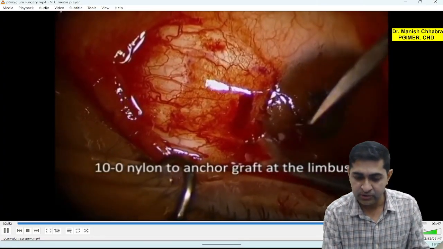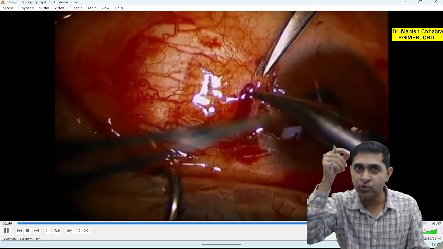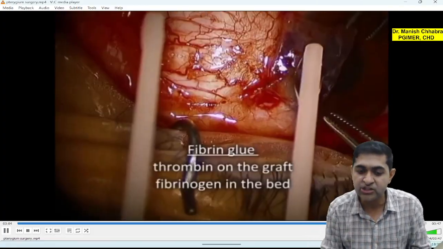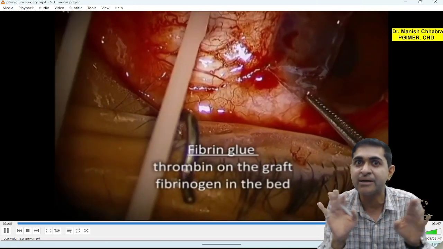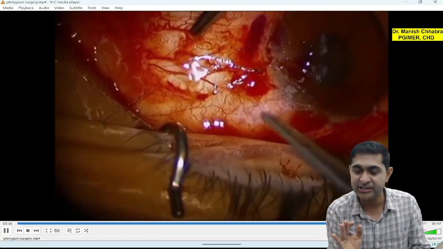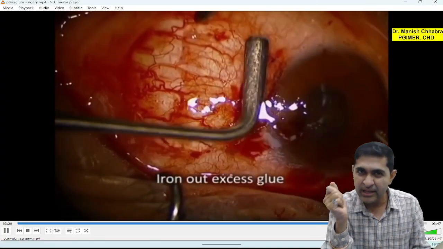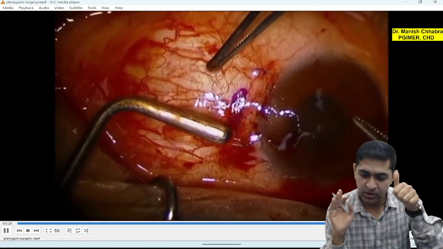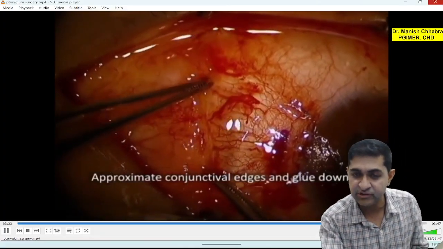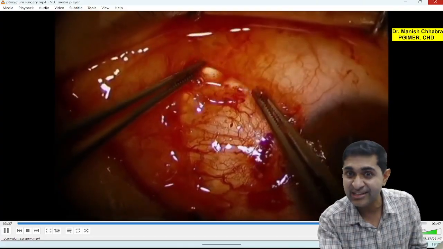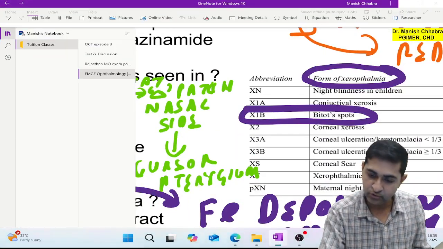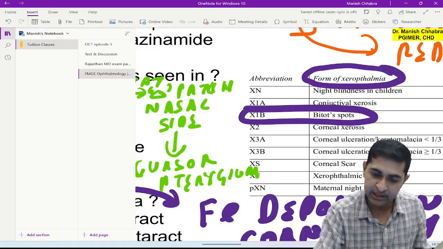Once I put it, I am going to use a glue to stick the conjunctival graft over to the sclera. Now don't bring the 5 rupee Feviquick. There's fibrin glue, which is a medical grade glue. Iron out the excess glue and your job is done. All right, wonderful. So this is the surgery which is completed. Perfect surgery. All right, let's move over to the next question quickly.